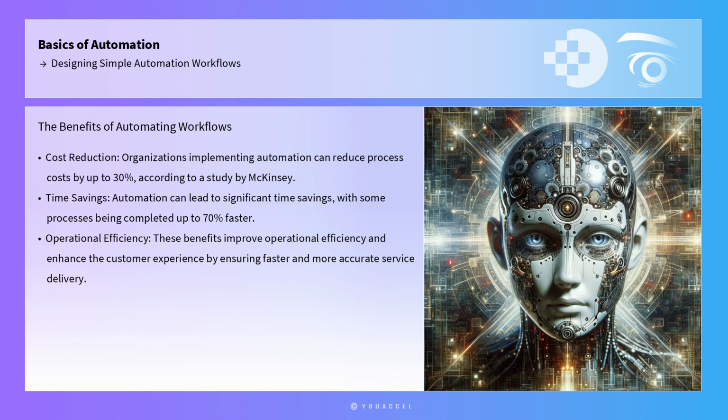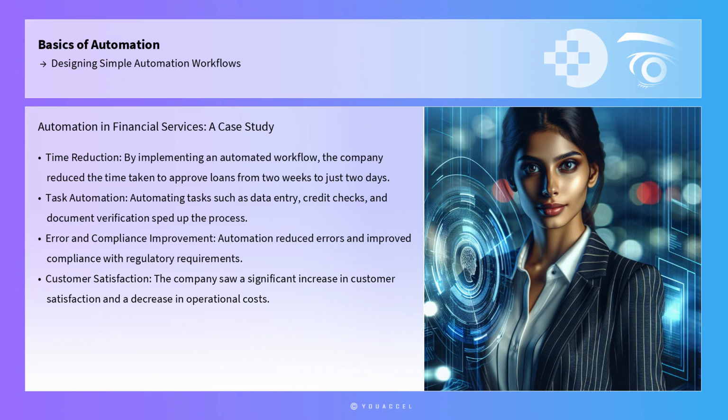One case study that illustrates the effectiveness of automation is that of a financial services company that automated its loan approval process. By implementing an automated workflow, the company reduced the time taken to approve loans from 2 weeks to just 2 days. This was achieved by automating tasks such as data entry, credit checks, and document verification. The automation not only sped up the process, but also reduced errors and improved compliance with regulatory requirements. As a result, the company saw a significant increase in customer satisfaction and a decrease in operational costs.